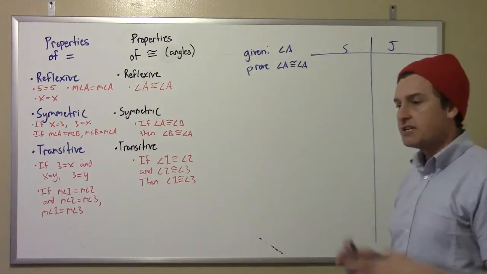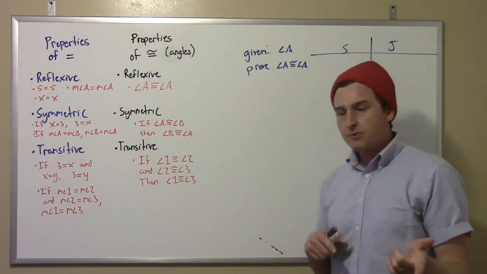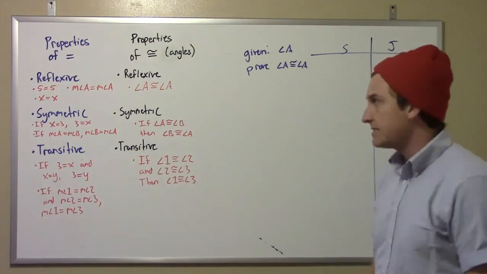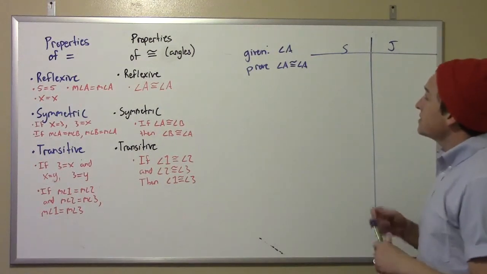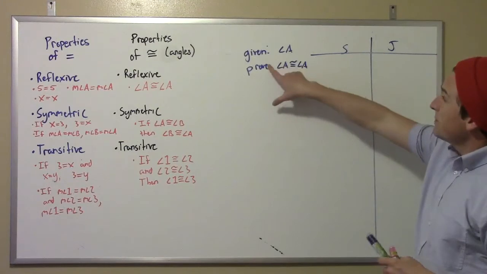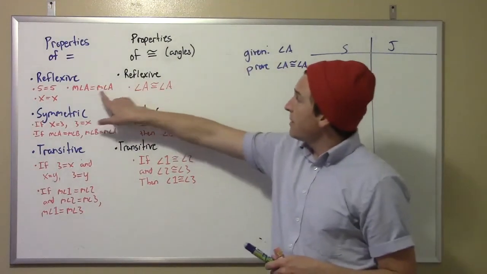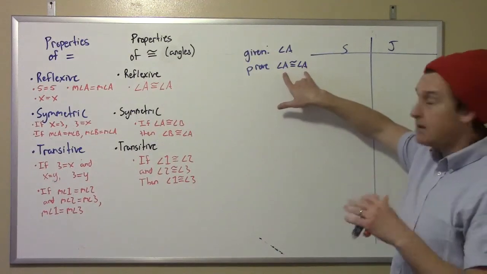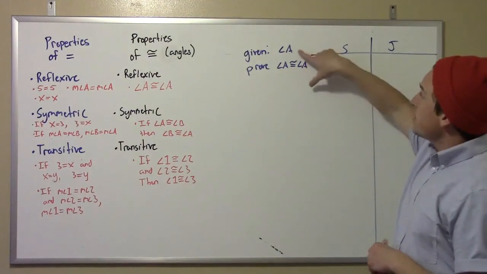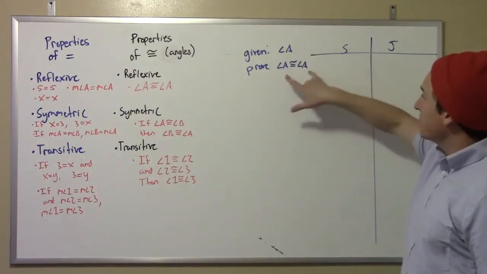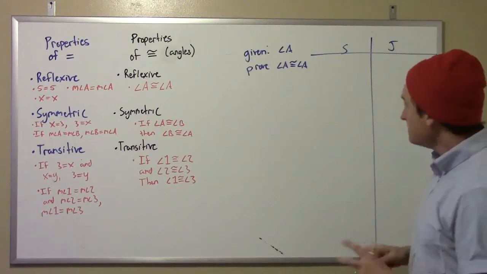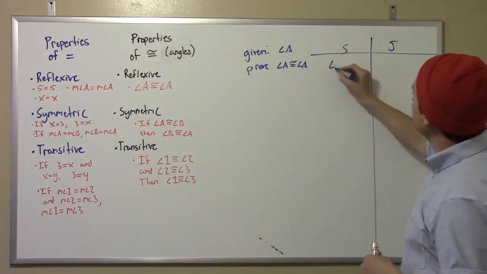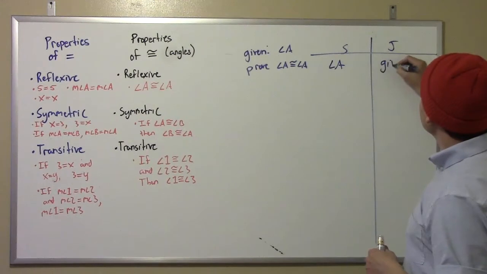I'll get you started, and you can see how these are going to mirror the proofs that we did in the last assignment here. So first up, we're actually proving the reflexive property of congruence here. We want to show that any angle is congruent to itself. So we start with just a plain old angle, angle A, and we're going to prove that it's congruent to itself. All right, so we start with an angle A, given.